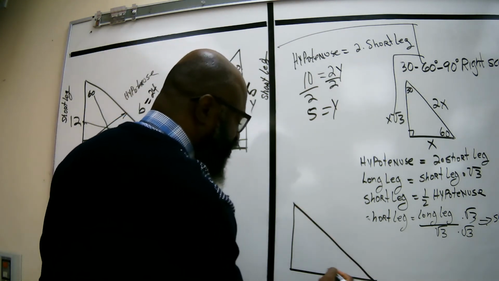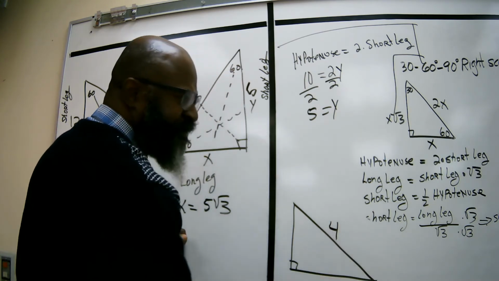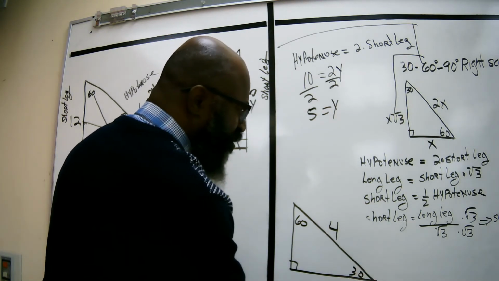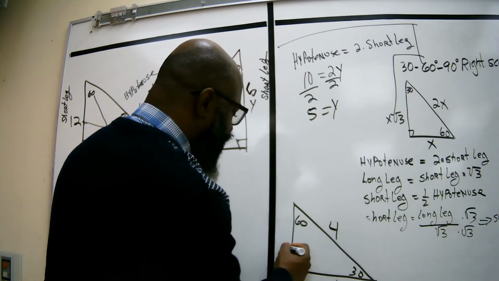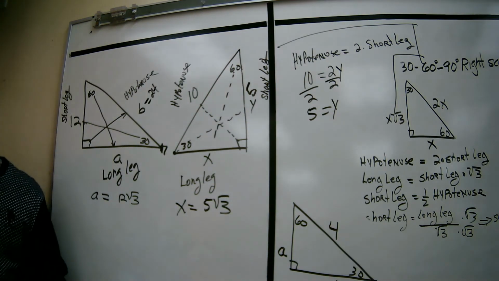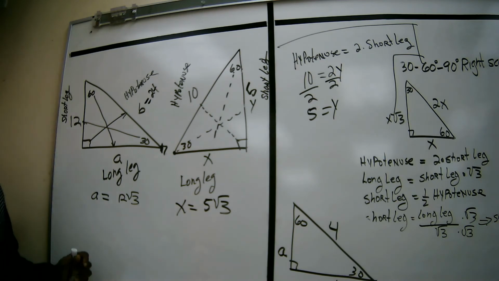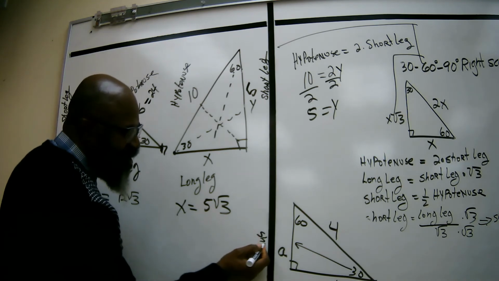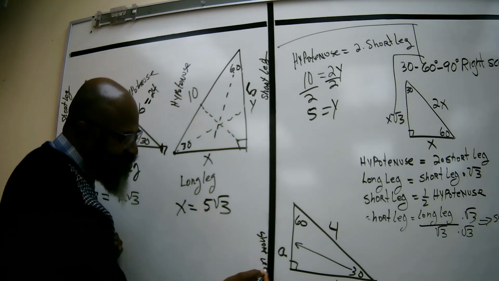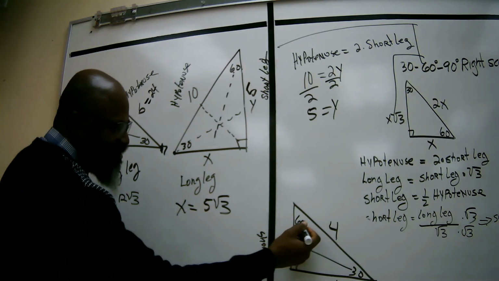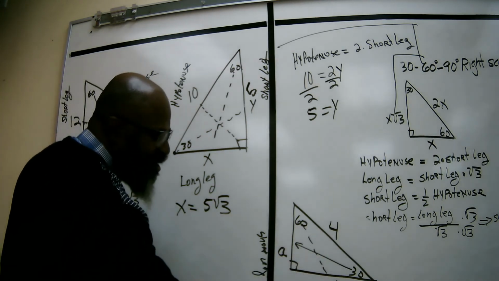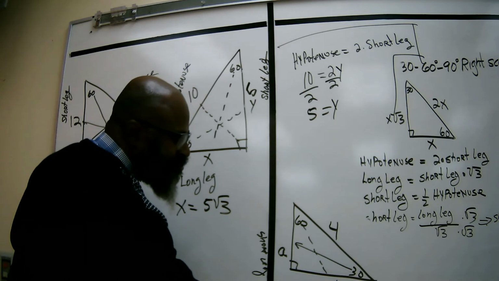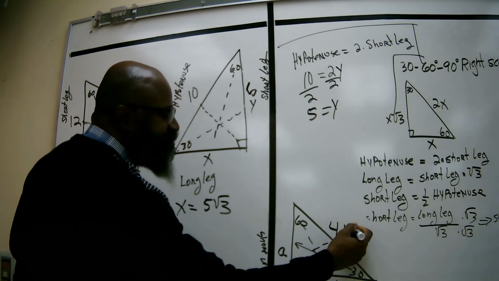The hypotenuse is 4. Right, this is a 60-degree angle, and this is 30. We're looking for B and A. Now again, I need to identify my properties. This is my 30-degree angle. It is opposite to A. Therefore, A is my short leg. A is the short leg. Right? This is my 60 degree. It's opposite to B. Then B is my long leg. And 4 is the hypotenuse.